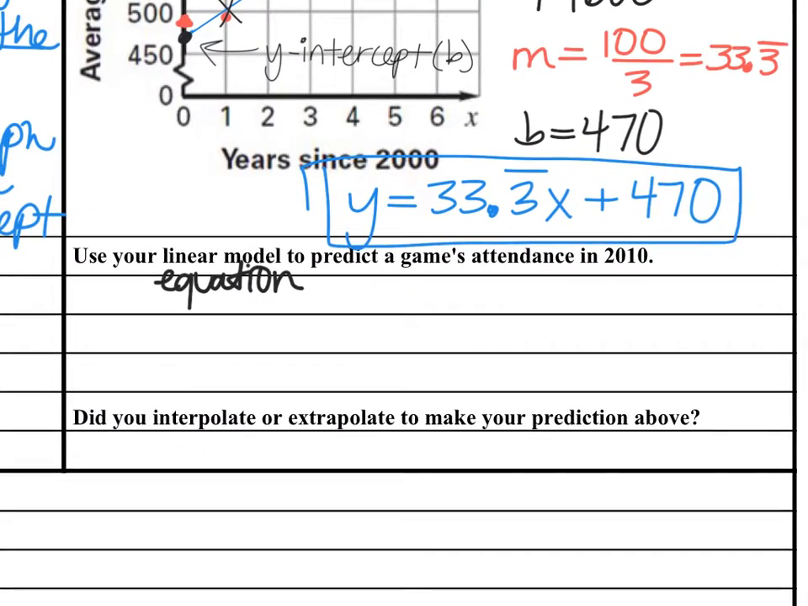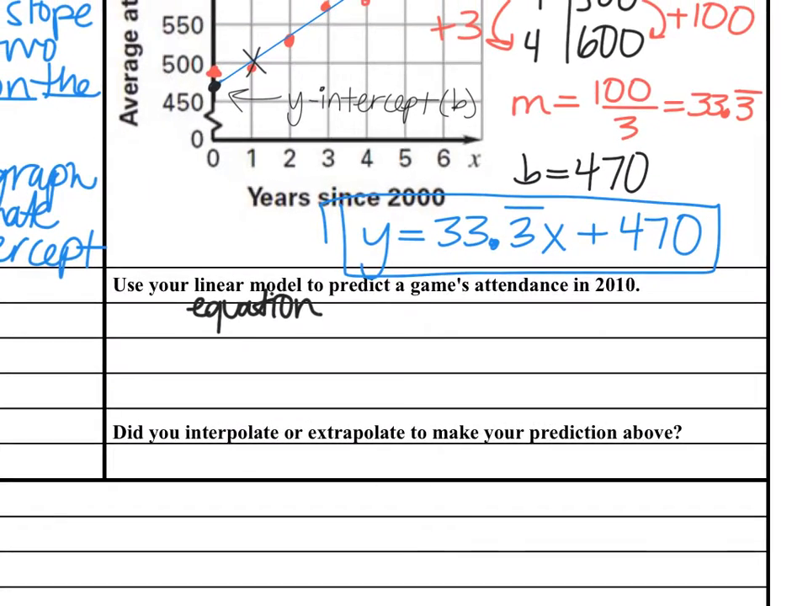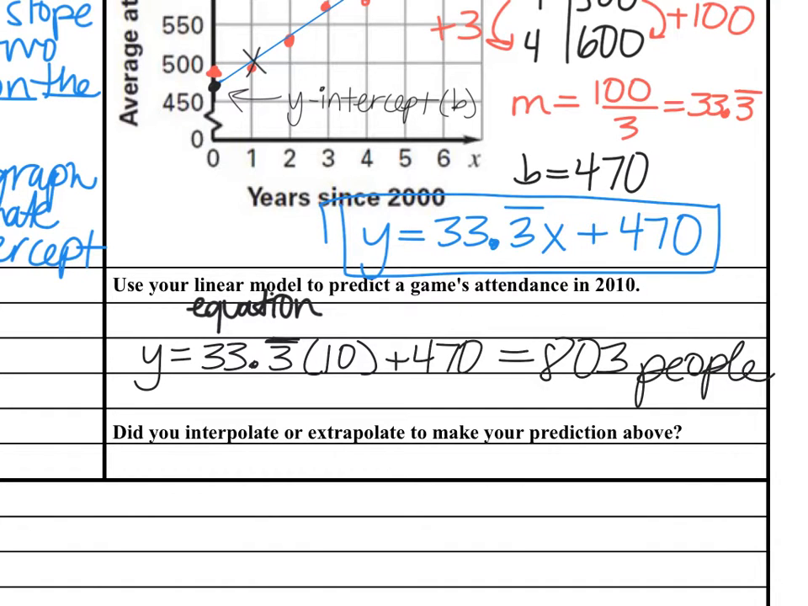If the year is 2010, then what is our x value? Years since 2000, what is our x value? 10, because it's been 10 years since 2000. So you take this equation, and you're going to plug in 10 for x. Go ahead and evaluate that, which means multiply, add, find the answer. What would the attendance be in 2010? Someone's got a calculator. You can go and do that math for me, please. So 803, this is attendance, 803 people.